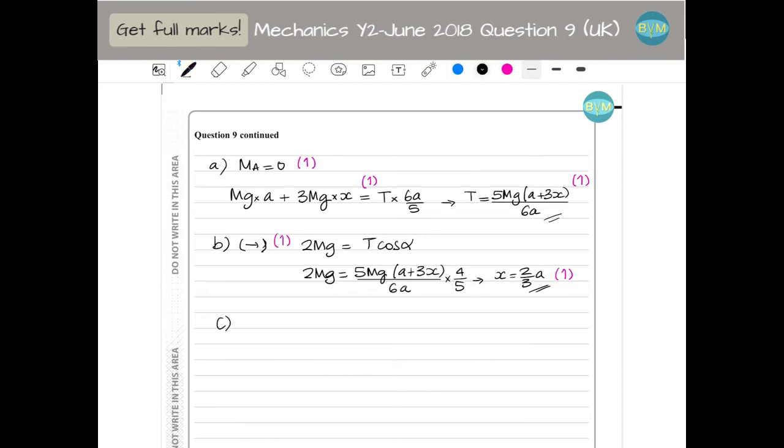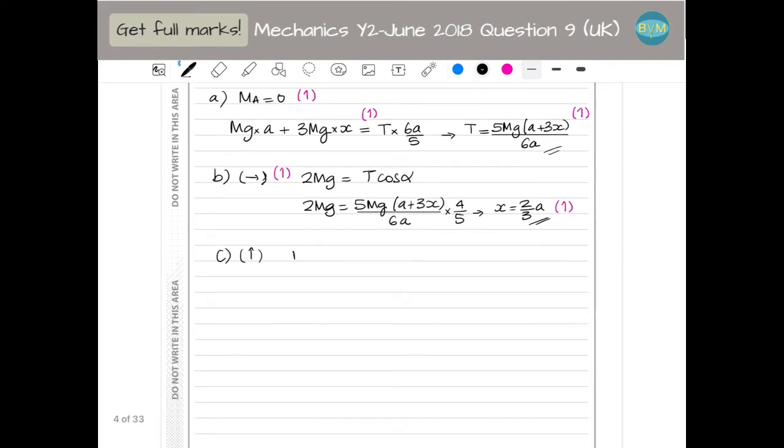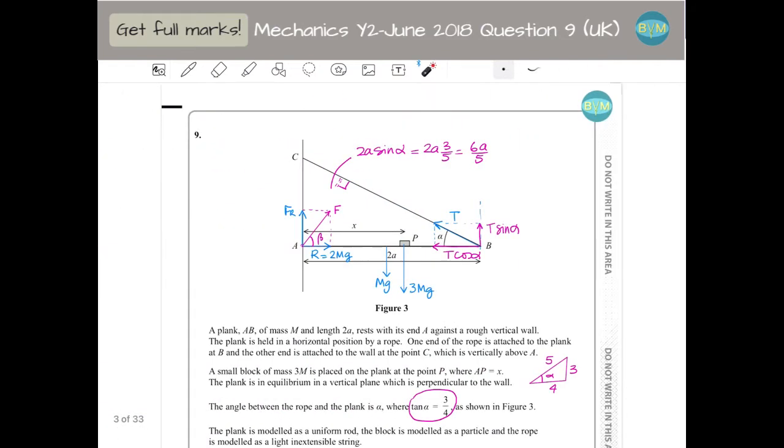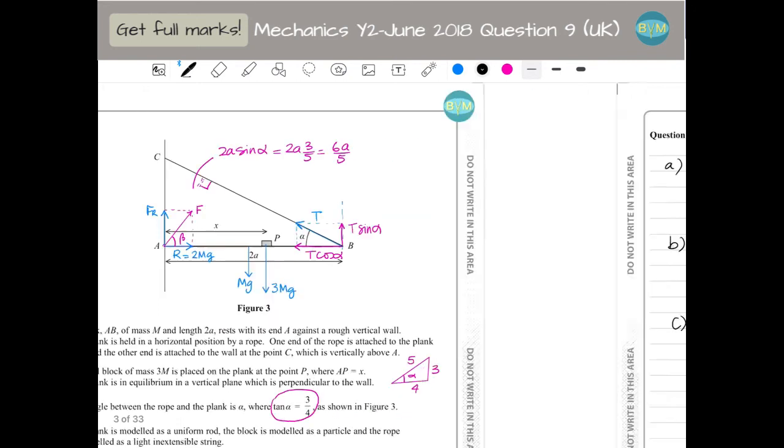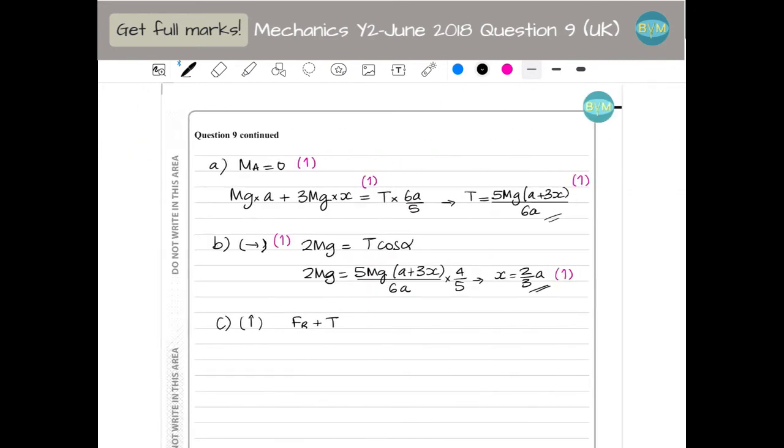So for C, I'm going to resolve vertically, and my 2 forces up, which are the friction plus the component of the tension. The component of the tension is going to be T sin of alpha, and sin of alpha was 3/5. T sin of alpha, so 3/5 times 3/5 is going to be the 2 forces pointing down that are the weight of the bar or the plank plus the weight of the block that you have.